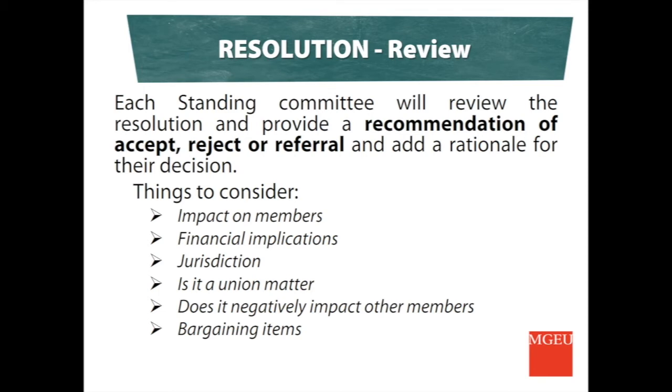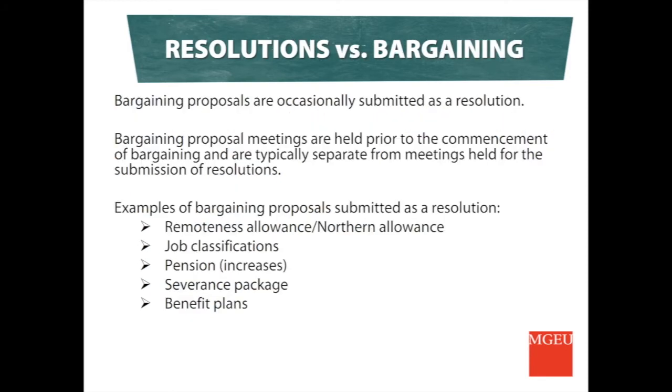Union matter. Is it a union issue or a social issue? Negative impact. Sometimes delegates identify something about a resolution that may have a negative impact on another organization or local that we did not consider or were not aware of. Bargaining is going to be discussed further in the next slide. Sometimes bargaining proposals come in as a resolution. Some examples of these would be the remoteness allowance or northern allowance, job classifications, pensions, severance packages, and benefit plans.